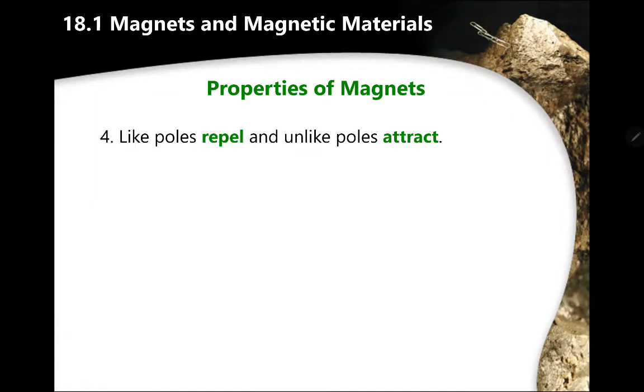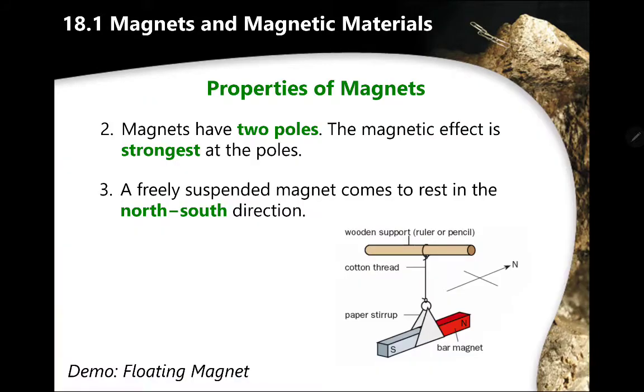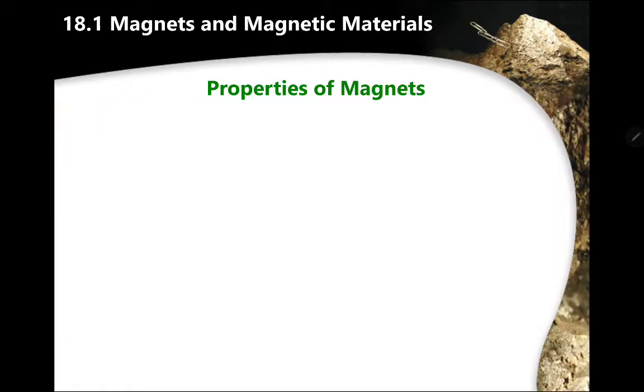Yeah, so I hope you enjoyed that video. The video showed this one, that a freely suspended magnet comes to rest in the north-south direction. You could hang it in a string. You could also let it float, because when you float, you get the same effect. You basically take away friction and let it spin freely. I also showed that like poles repel and unlike poles attract, which is the final property of magnets that you need to know, right? Like poles repel and unlike poles attract.